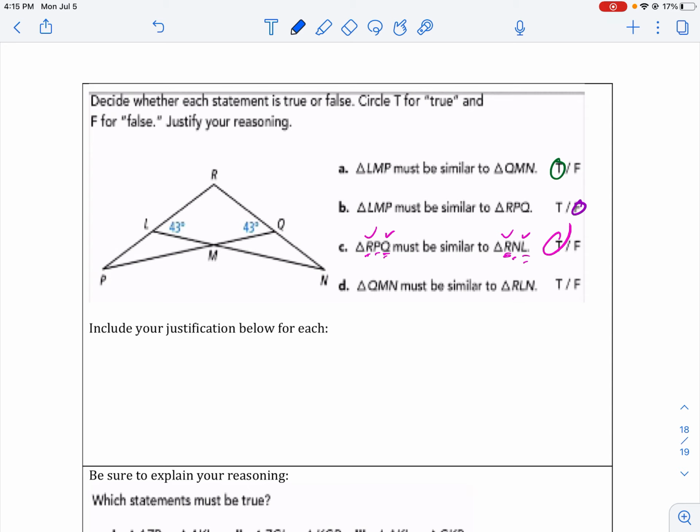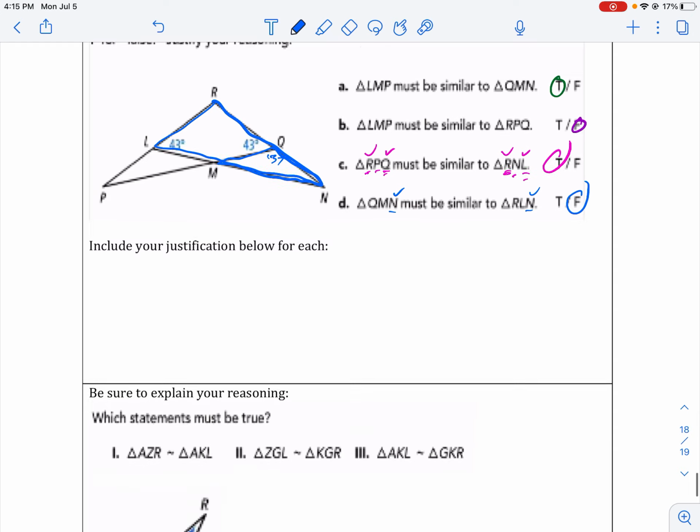Last, Q to M to N, this little guy, and then R to L to N, this big guy. Probably not going to be able to find enough here. I know that N is in both of them. So there's my one check. Other than that, I cannot find any other angles. I know that L is 43 degrees, but I know that Q is 137, but that's all that I can really find. Therefore, this is false, because we cannot find more than two angles in each.